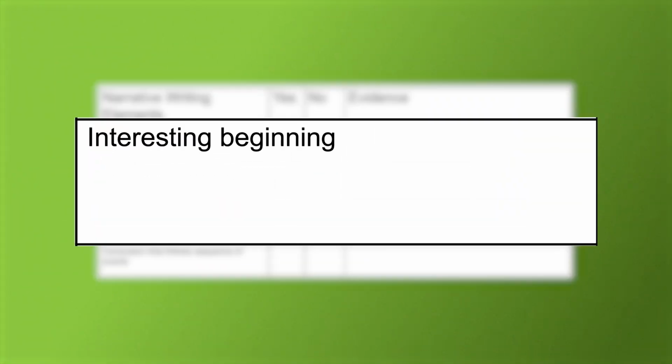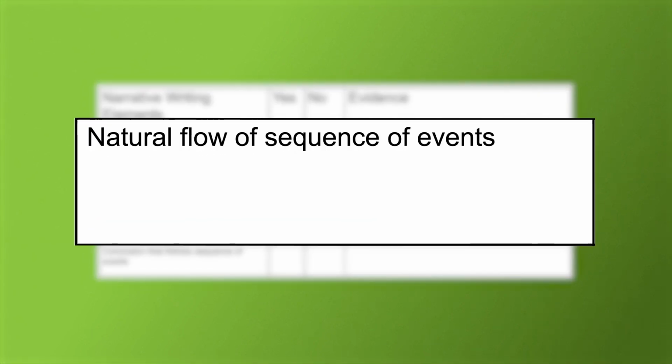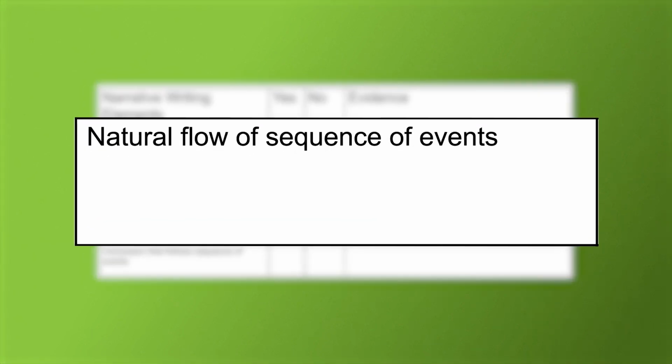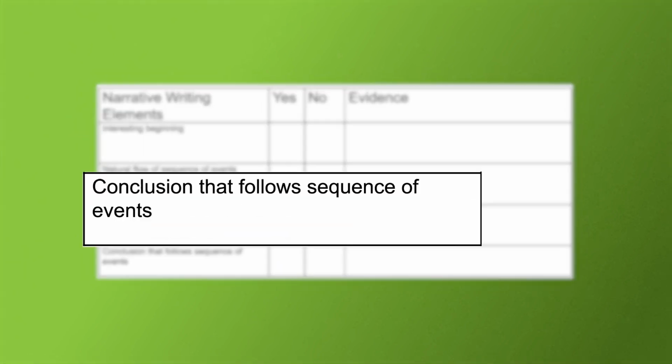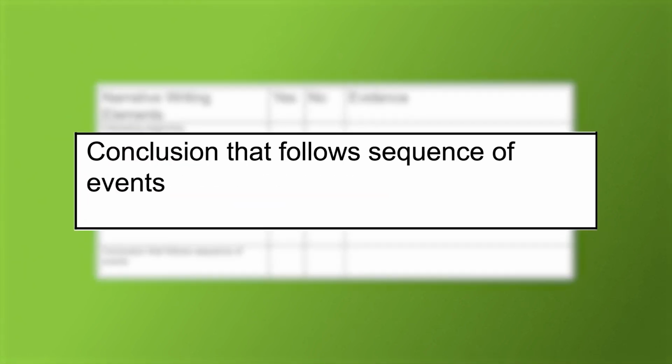Interesting beginning. Do I get the reader's attention right away? Natural flow of sequence of events. Are my events in an order that makes sense to readers? Descriptive details. Do I describe the events, people, and other things clearly so readers can picture them in their heads? Conclusions that follow sequence of events. Does my conclusion or ending make sense and follow what happened?